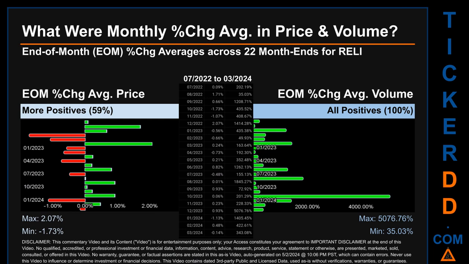Price saw an end-of-month max of 2.07% in average percentage change, along with a minimum of -1.73%. For volume, the maximum and the minimum monthly percentage change were respectively 5076.76% and 35.03%.